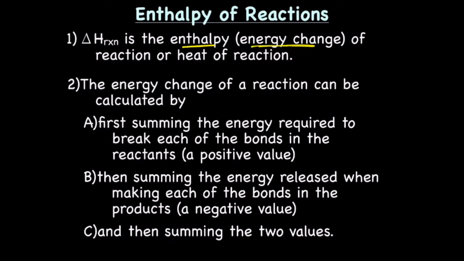First, you sum up the energy required to break bonds. And because you're adding energy to break a bond, because it's endothermic, those energies are going to be a positive value. Then we're going to sum or add up the energy released when making bonds. And because when we're making bonds we're releasing energy, that is an exothermic process, those energies are going to be a negative value.